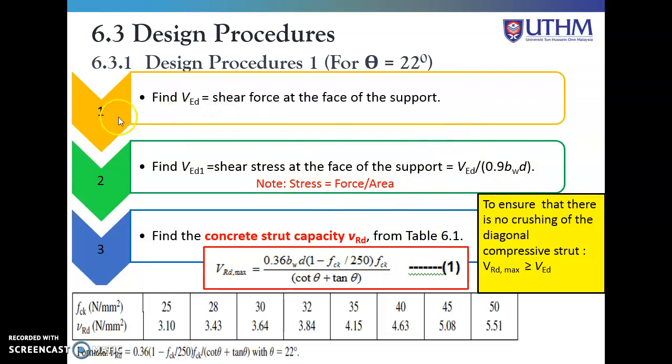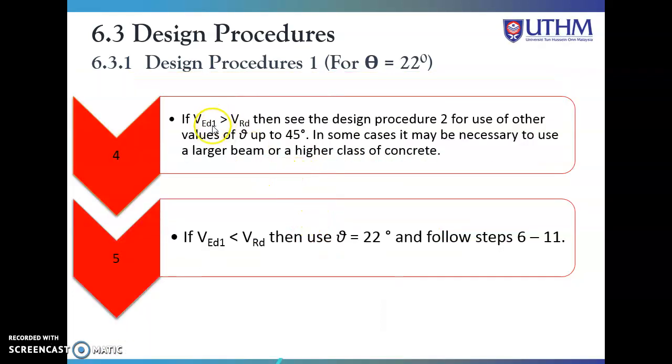So we already have step 1, step 2, step 3. Okay. If the VED is greater than VRD, so this one we already calculated, the shear stress, and this is the VRD. So if the VED1 is greater than VRD, we need to follow design procedure 2, which I will describe later. Okay.